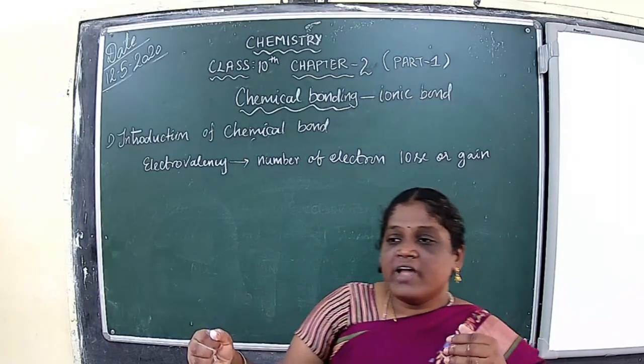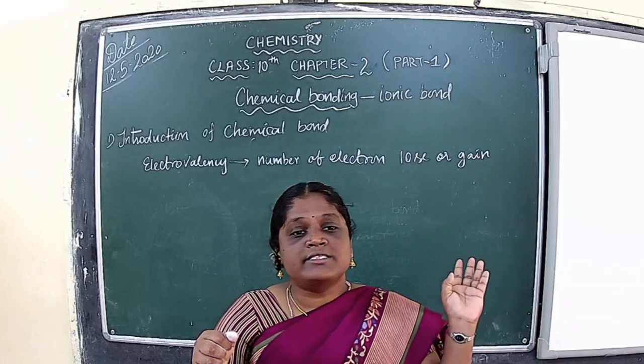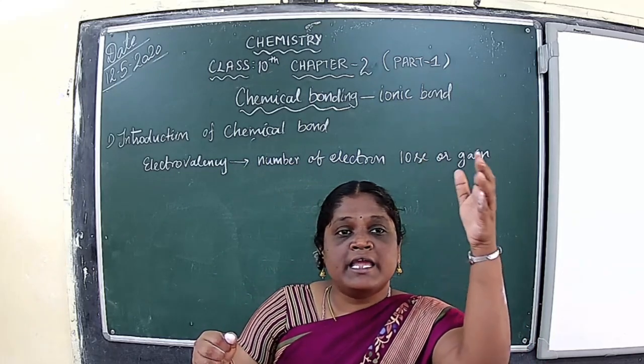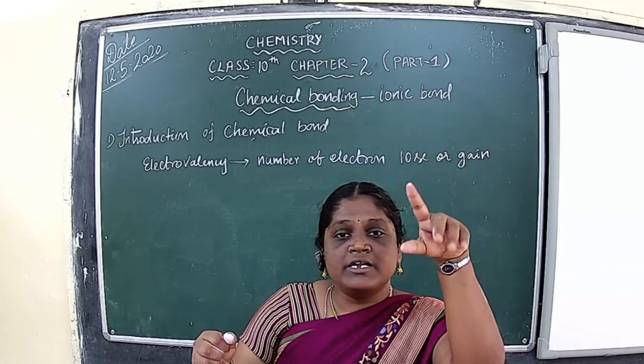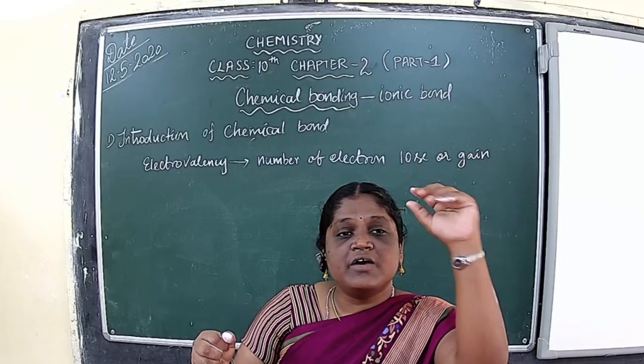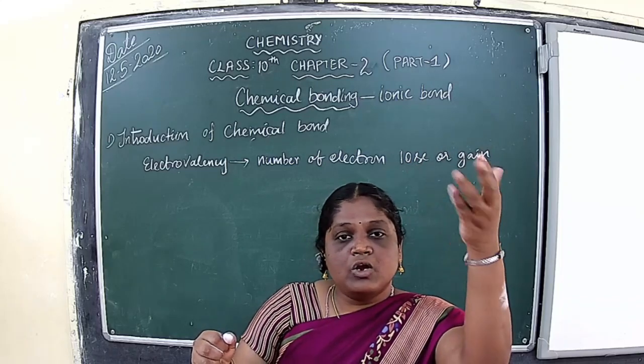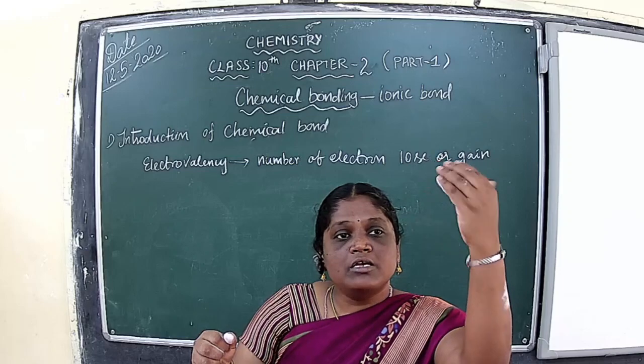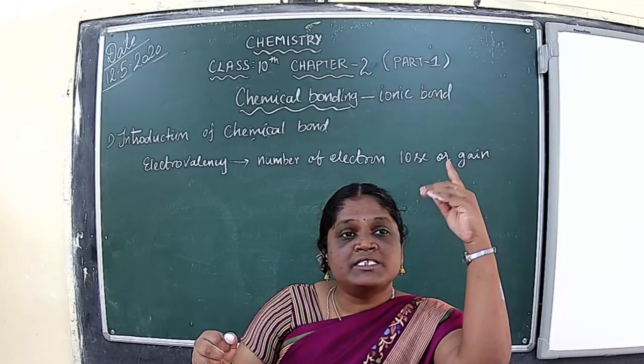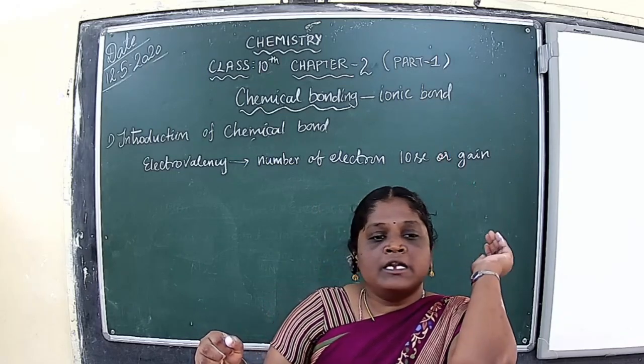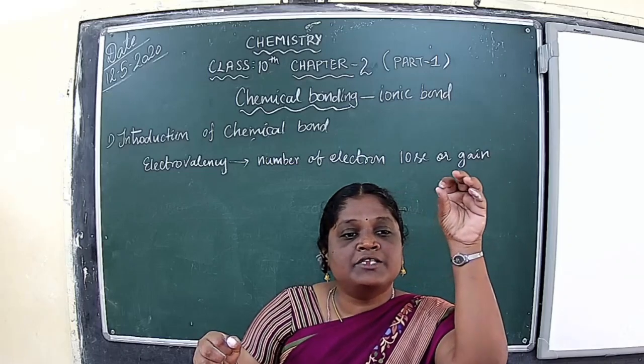Electrovalency. Just now we saw NaCl, where Na carries a positive charge. It loses one electron, so the electrovalency of Na is 1. Chlorine gained one electron, so the electrovalency of chlorine is 1. Understood? That is known as electrovalency.